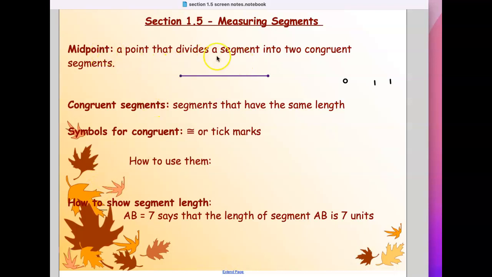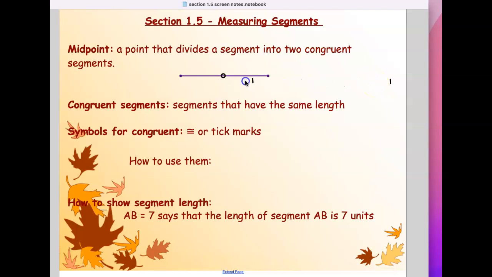A midpoint is a point that divides a segment, notice not a line because you can't divide a line, but divide a segment into two congruent segments. Okay? So a midpoint would be the point that is right in the very middle of the segment. Congruent segments would be segments that have the same length. By finding the midpoint, you create congruent segments.